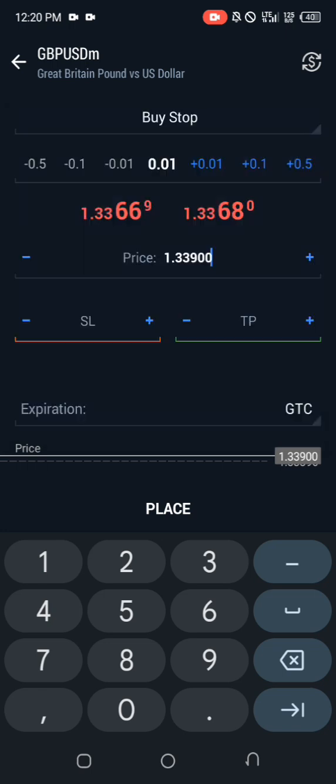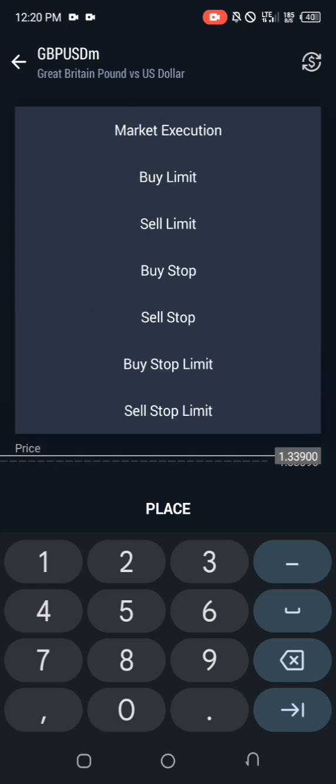For buy stop order, the price should be higher. You can see the price is higher than the current market price. That is why you can place this trade. You can see that the place is showing. You can place this trade here because it is valid. The price is higher. So when you select buy stop order, you must make sure that the price you want to put should be higher. That is when you can place that trade.